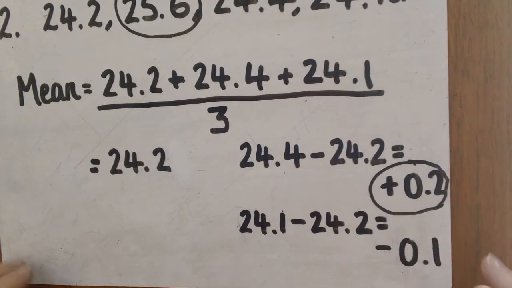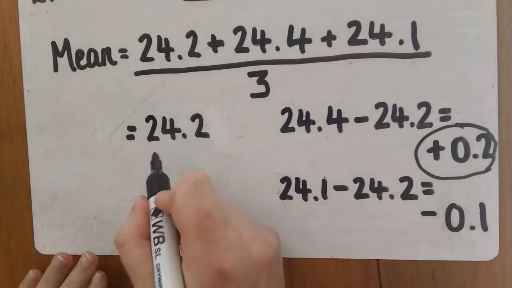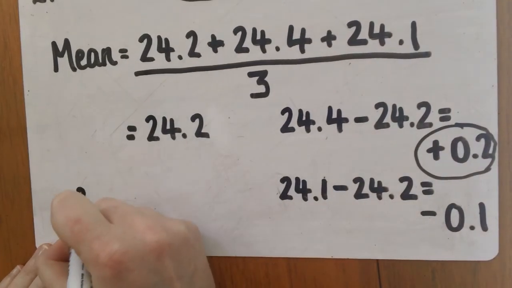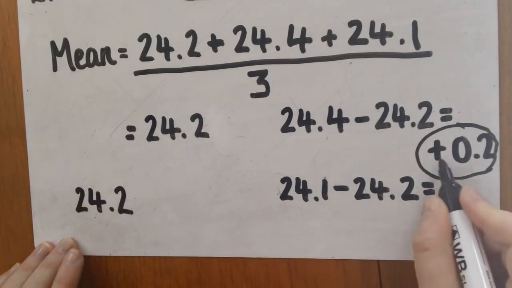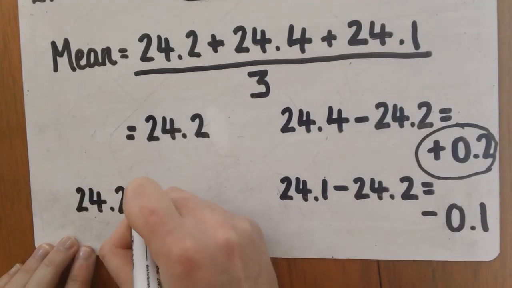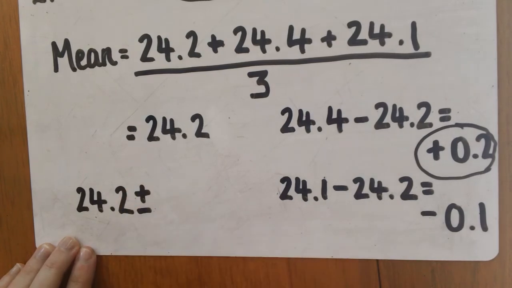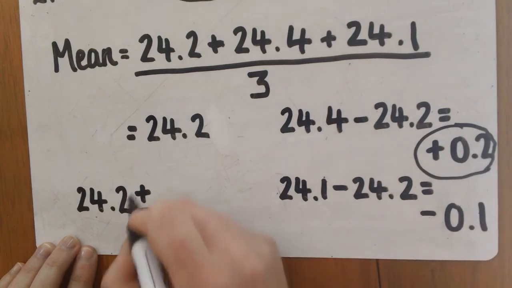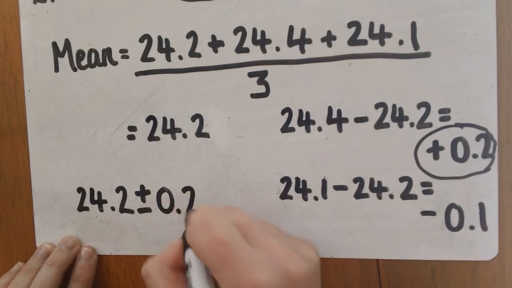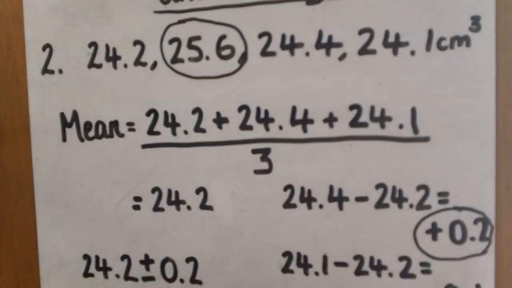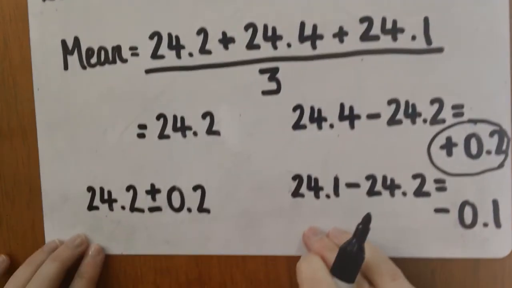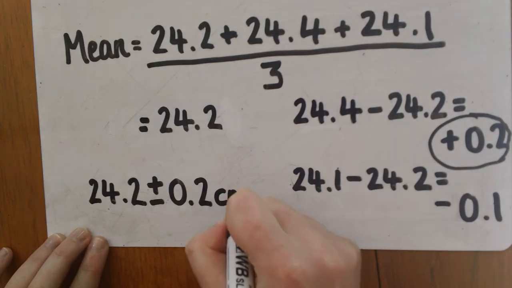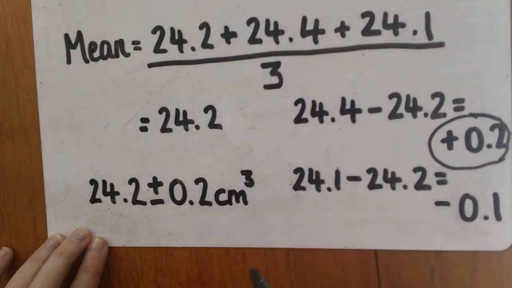so that means that all my results will lie within 0.2 of my mean. So to write my uncertainty, I take my mean, 24.2. I plus or minus using that sign with the plus on the top and the minus on the bottom. I take the biggest difference, biggest number difference, which is 0.2, and I then look at what my units were. In this case it was volume of acid, so it's centimetres cubed, and I put that at the end of my answer.